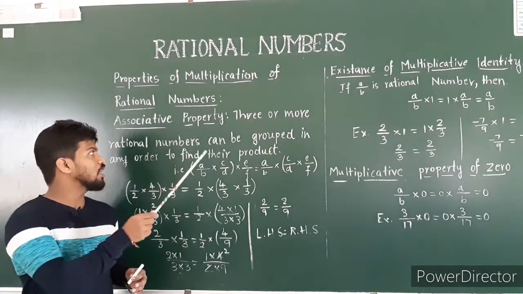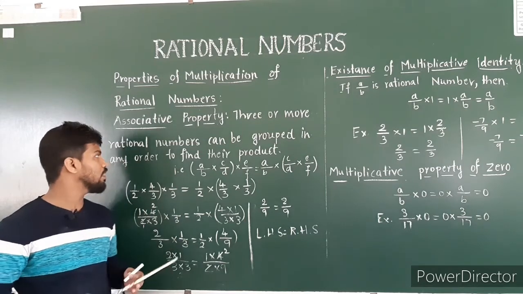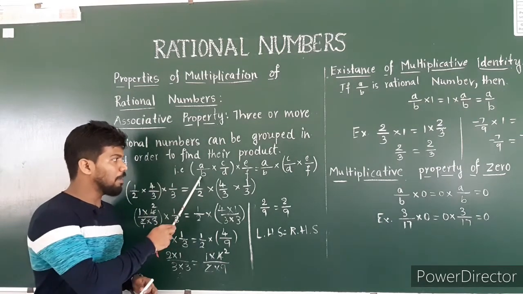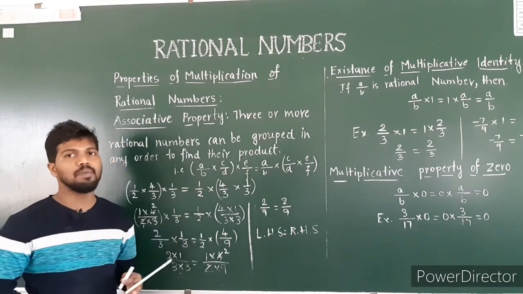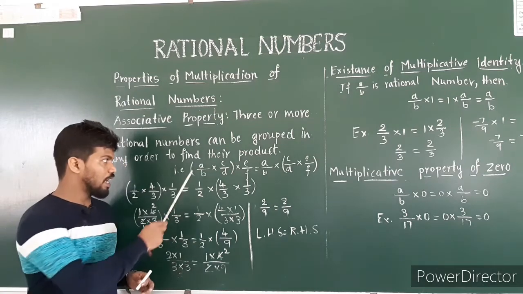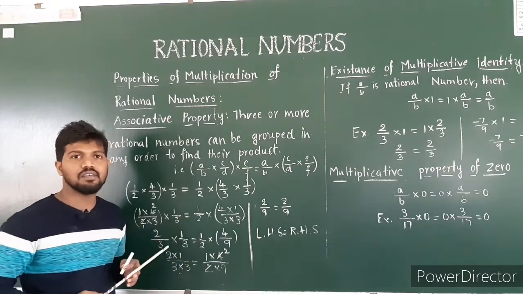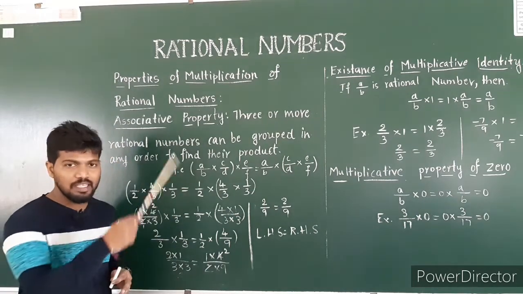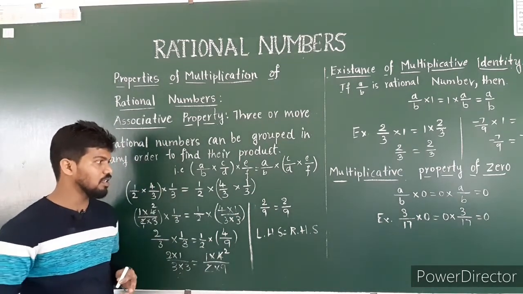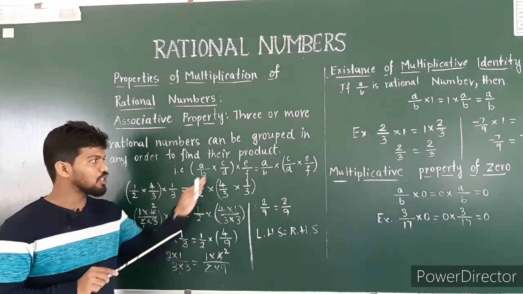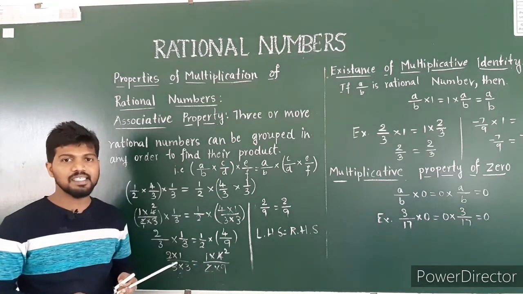Okay, so three or more rational numbers can be grouped in any order to find their products. That means A by B, C by D, E by F are the three rational numbers. So you can group it. Here you group it first, and here you group it last. If you solve both sides, you get the same answer. So that means you can group anywhere in the multiplication, and the answer remains the same.